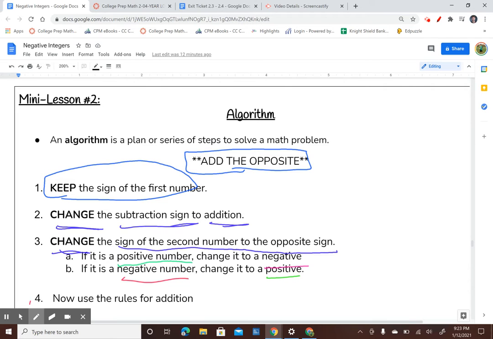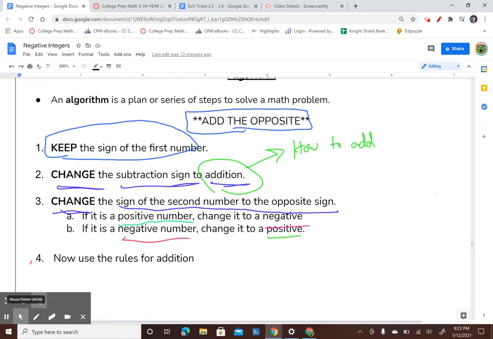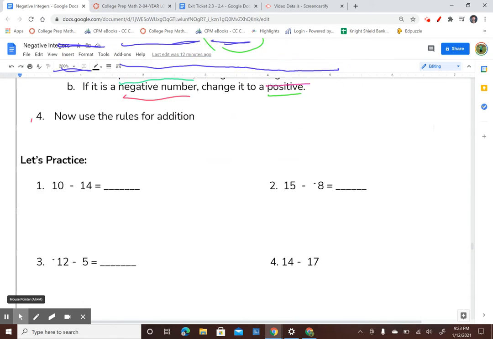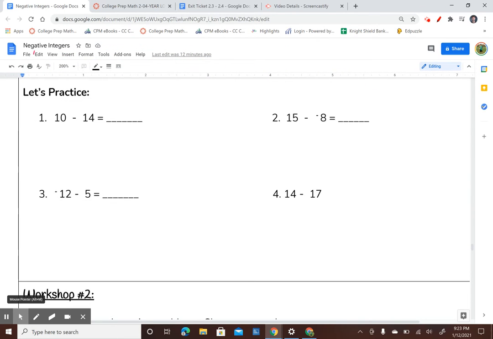All right? And the reason we're doing this is because we already know how to add, right? We just talked about it in the last video. We practiced it a lot yesterday. So if we know how to add positive and negative integers, then why don't we just change the subtraction problem to an addition problem? So let's go ahead and practice this.